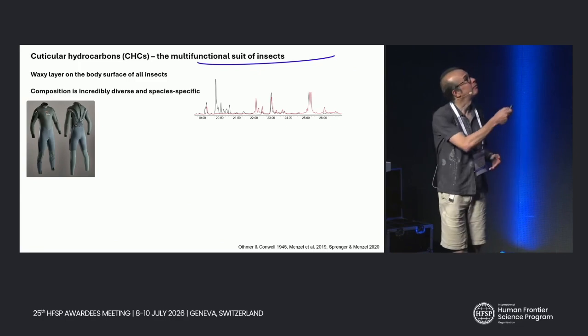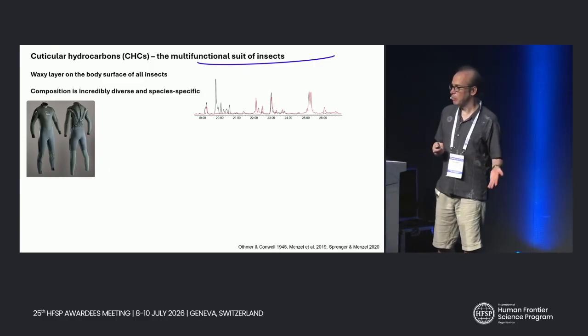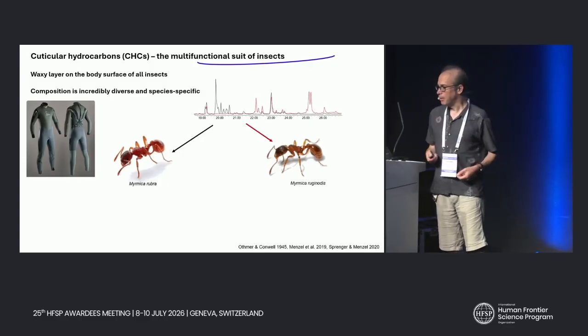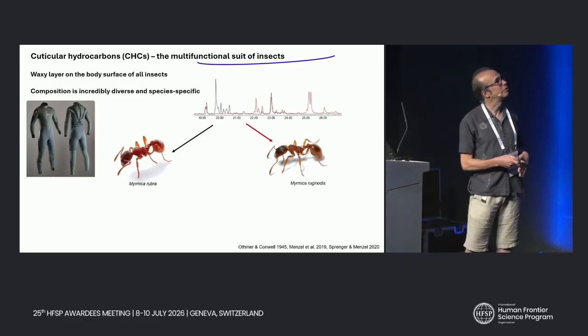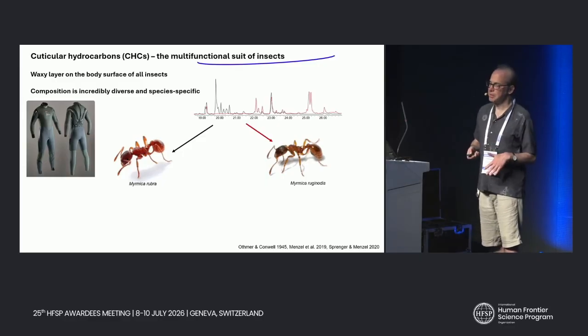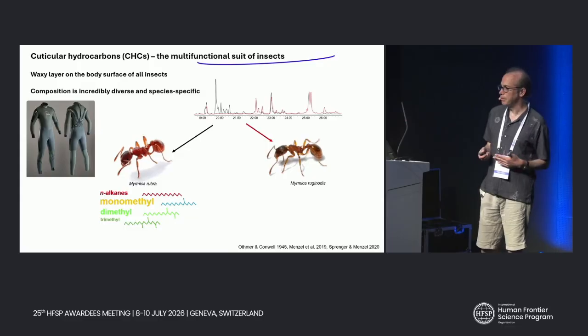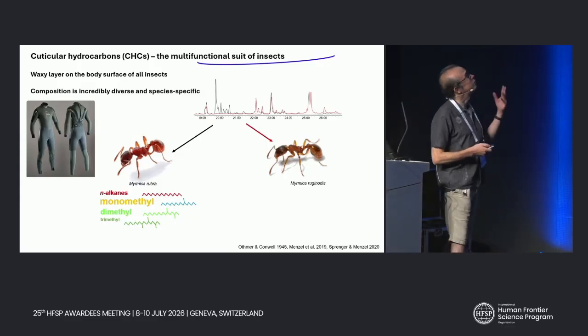What you see here on the right are chromatograms of two hydrocarbon profiles. The black one is the red garden ant, Myrmica rubra, and the red one is Myrmica ruginodis. It's its sister species, so they couldn't be much more closely related. And you see they are quite different. There are some substances in common, but most are actually different. Myrmica rubra is mainly characterized by n-alkanes, monomethyl, dimethyl, trimethyl alkanes.